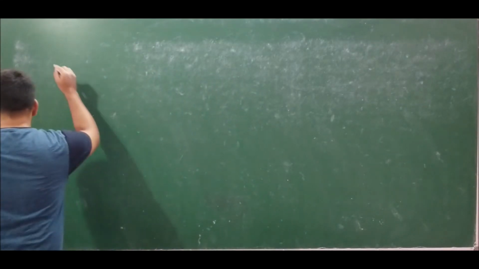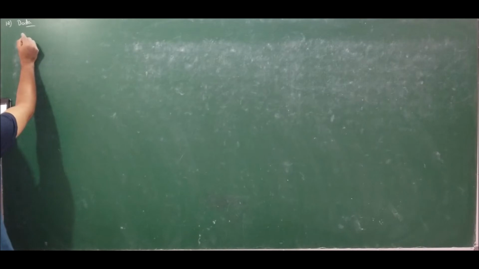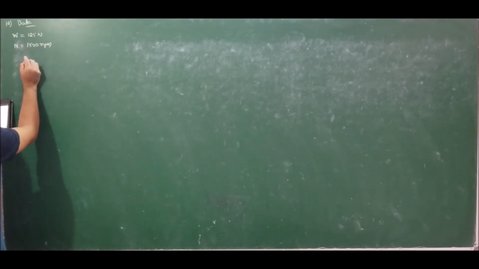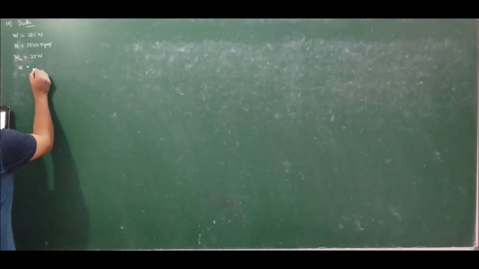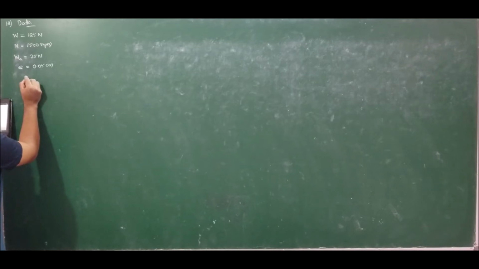If I list out the data given for me in problem number 12, we have the weight of electric motor, which is 125 newtons, and it runs at 1500 rpm. The armature weighs 35 newtons. So weight of armature is given, which is 35 newtons, and its center of gravity lies 0.05 centimeter from the axis of rotation. What do you mean by this distance between center of gravity and axis of rotation? Yes, you are correct. It is eccentricity e, which is 0.05 centimeters.